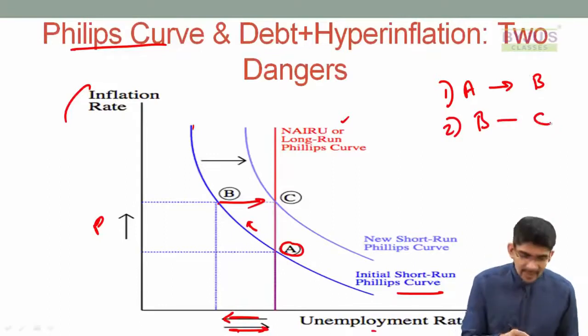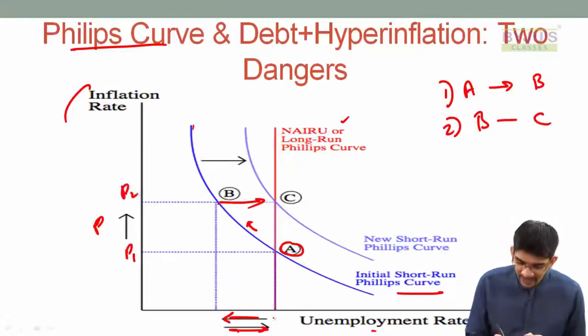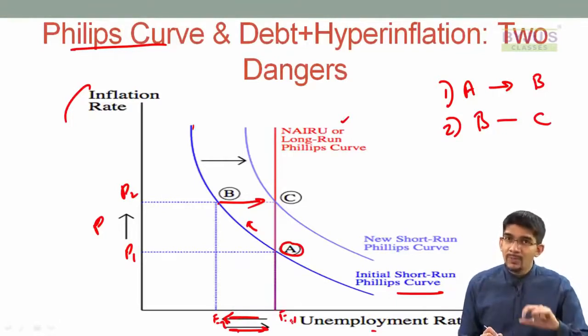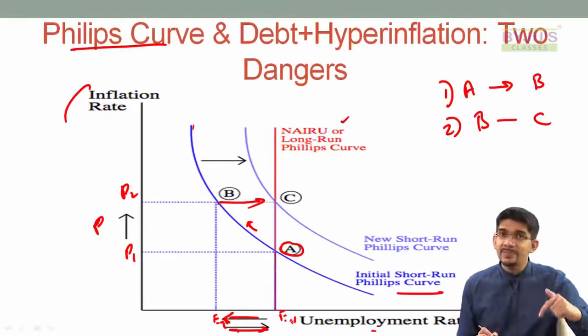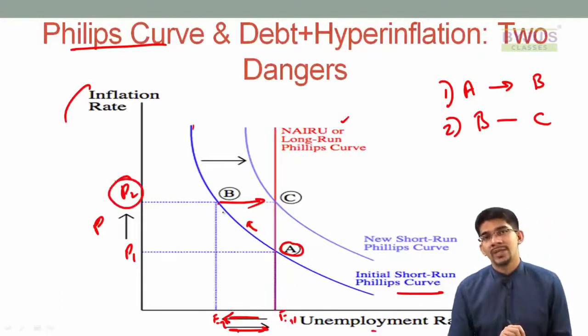Now what have we achieved? We have gone from P1 to P2 in terms of price level, and we have gone from employment 1 to employment 2 in terms of employment levels. We reduce unemployment, we increase price, then the price is still fixed in P2 and we have reached back to employment 1 stage.